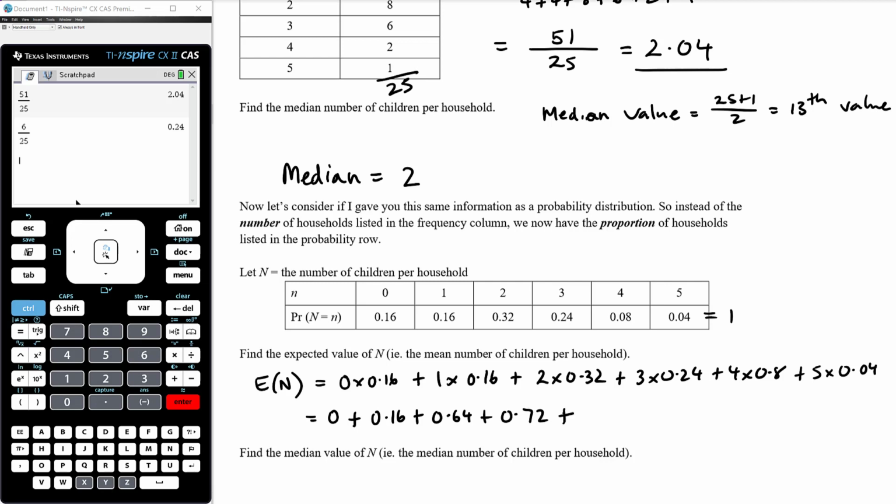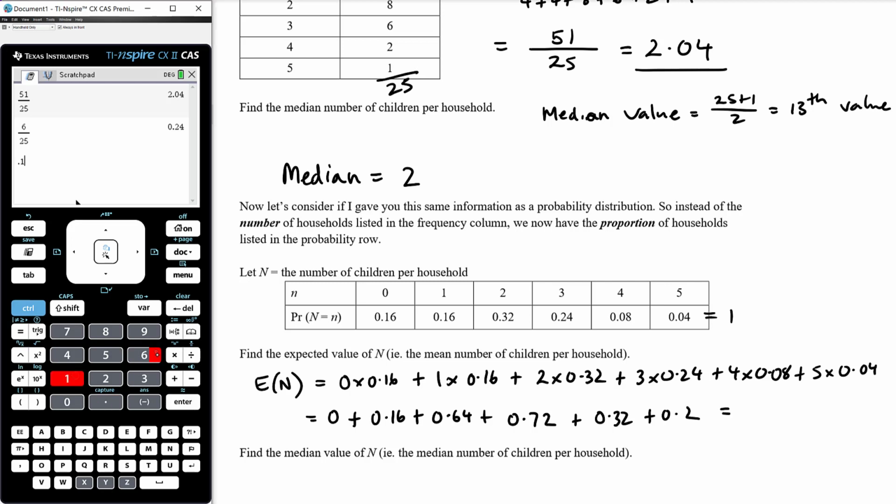That is, sorry, it's not 0.72, is it? Yes, it is. 4 lots of 0.8, that's going to be 3.2. And 5 lots, sorry, it's not 0.8, it's 0.08, it's my mistake. So it should be 0.32. And 5 lots of 0.04 is 0.2.